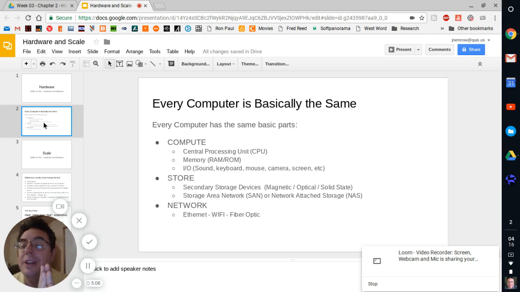Number one is compute. This is what most people think about when they think about a computer. It's got what's called a central processing unit. There's a whole bunch of little pieces put together, and it basically does most of the computations that need to be done.